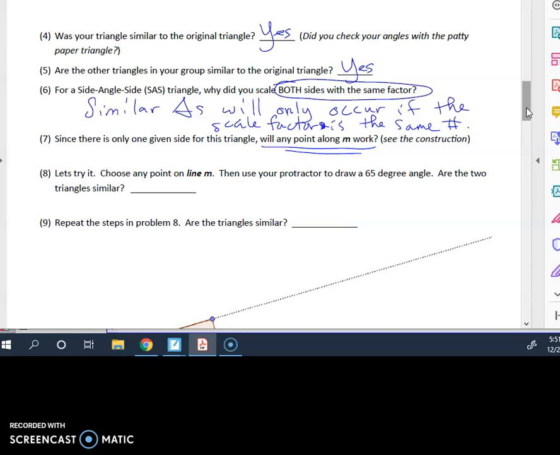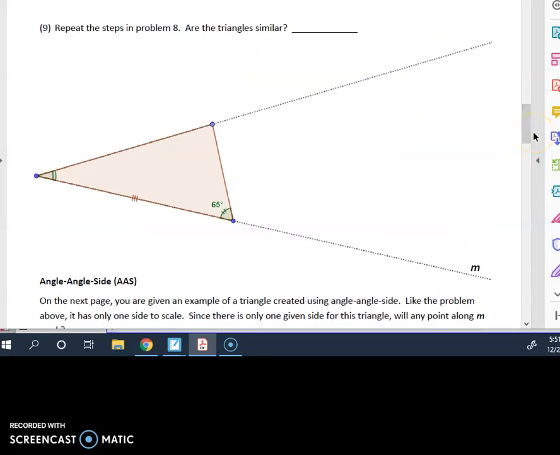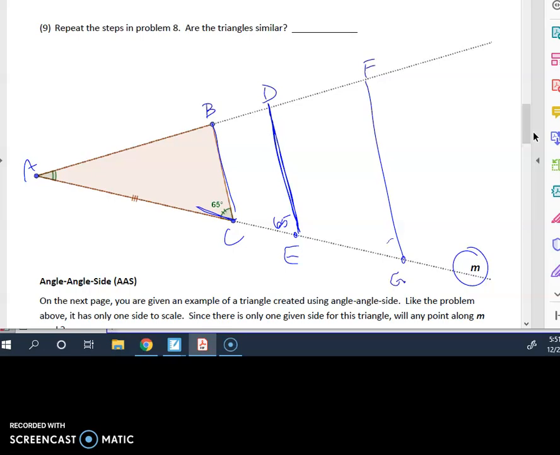So at the bottom, I ask you to choose a point M. It's your choice where you want to place point M, or that point along M, and then use a sheet of patty paper. If you trace a 65-degree angle, do we get triangles that are similar to each other? And then I asked you to repeat it a second time, trying to come up with triangles. Again, are these triangles similar to each other, if I use A as my common angle, and then they all have a 65-degree angle along M?